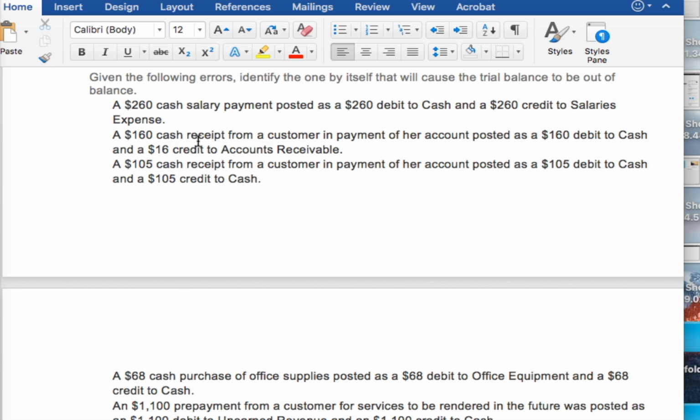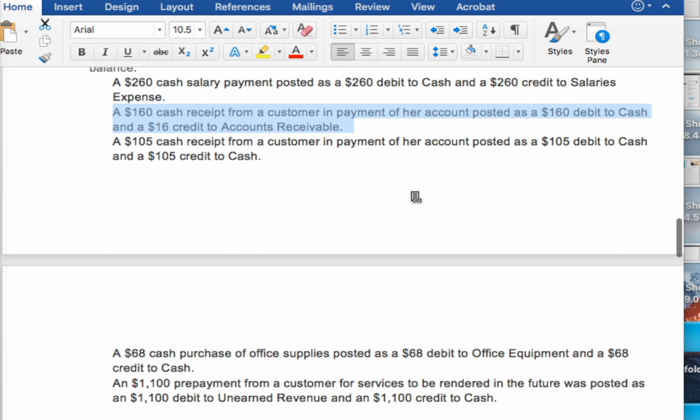So right away I'm looking right here. And what does that show me there? 160 debit, 16 credit. Okay? So if it does not include an equal number of debits and credits, it's going to put us out of balance. So that would be my answer choice there.